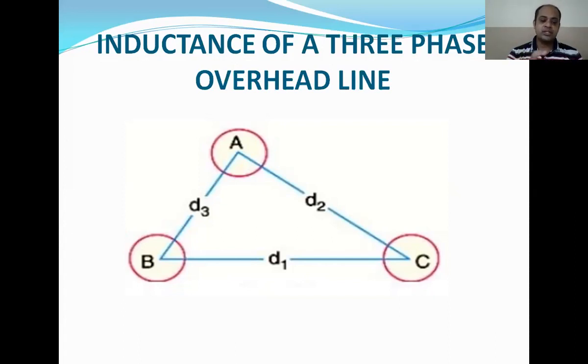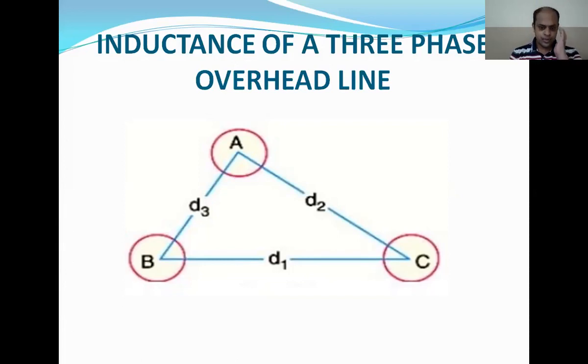One is conductor A, second one is conductor B, and third one is conductor C. If you follow, you can find the distance between conductor A and B is D3. Between conductor A and C the distance is D2, and the distance between conductor B and C is D1. So here we consider that the radius of all the conductors is small r.